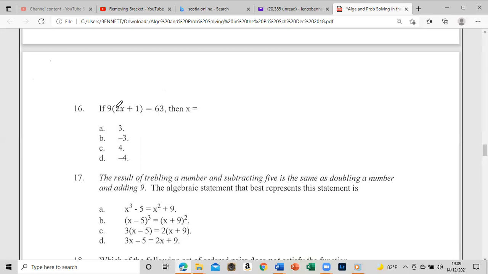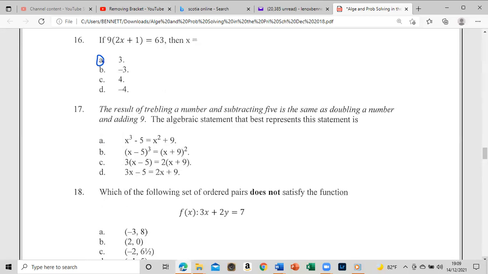So 2 times 3 is 6, plus 1 is 7. You work out the bracket first. So just try the numbers here. 7 times 9 is 63. You're supposed to work the bracket out to 7.